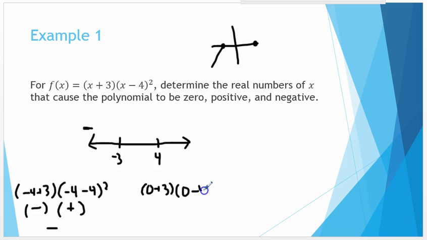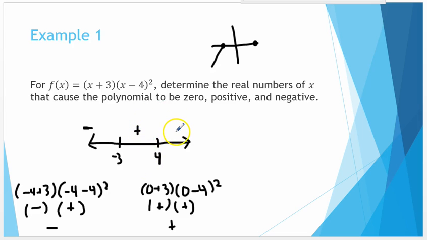And again, we'll be testing to see if this answer will be positive or negative. For 0, I get a positive when I do 0 plus 3. And over here, I have 0 minus 4, which is -4. But squared is going to make it positive again. So when you multiply a positive times a positive, you end up with a positive, which means no matter what number I had plugged in this section, you will get a positive result.